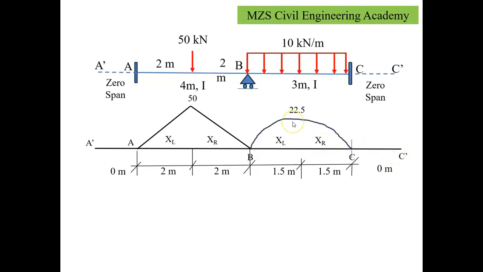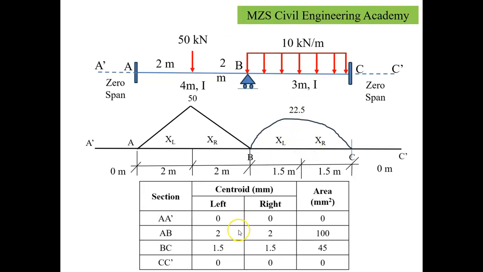Now, while applying Clapeyron's theorem, we need to find the area under the free bending moment profile of the beam considered for the analysis. For that, let's find the respective areas for the different spans of the given beam. The very first column is the section, then the centroid measured from the left-hand side and the right-hand side, and the fourth column is the area. Now A to A dash, we have considered this a zero span. That's why the left coordinate will be 0, the right coordinate will be 0, and since there is no loading, there will be no area of bending moment diagram here.